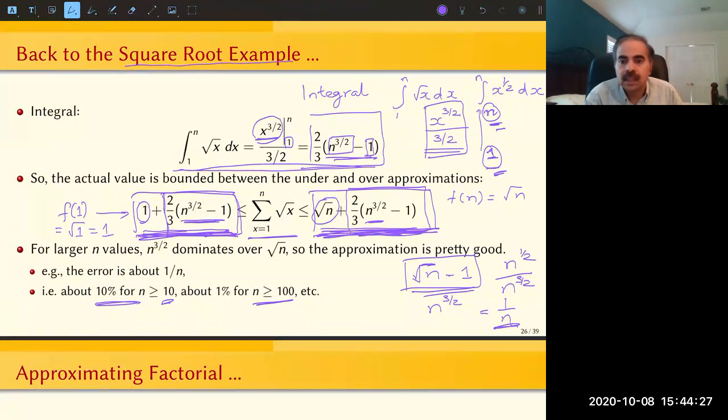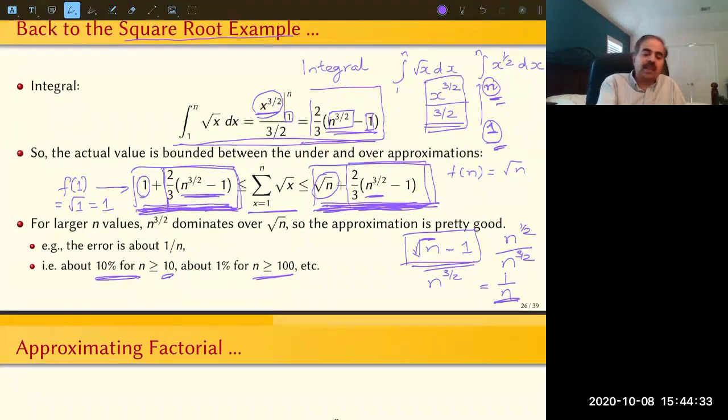I don't understand what you did at the end. Like, why did you divide radical n minus 1 by? Okay, so what we are trying to do here is to estimate the error. So the error is going to be the difference between the upper bound and the lower bound, because the actual value is between the upper bound and lower bound. So the maximum error we could have is the difference between the upper bound and lower bound. Now, that is the absolute error. What we want is a relative error, because we want to say the error is 10% or 5% or 1%.